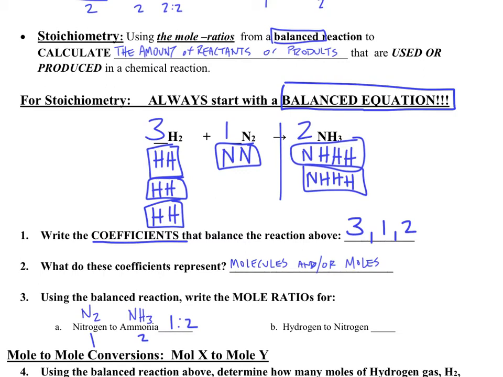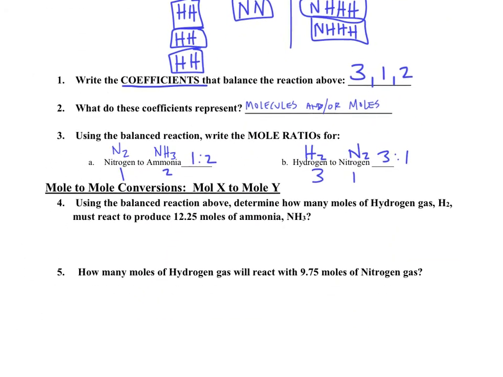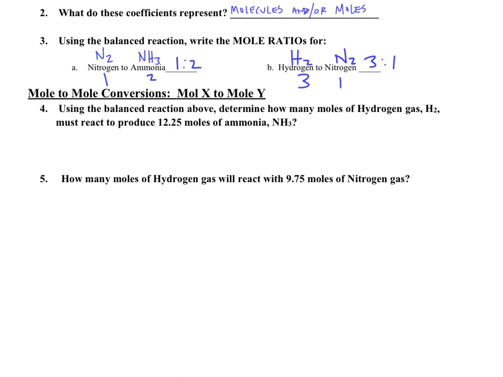Okay, moving on. Hydrogen, which is H2, to nitrogen, N2. Hydrogen has a coefficient of 3. Nitrogen has a coefficient of 1. I cannot reduce that, so my ratio is 3 to 1. Easy stuff. All right, so now how do we convert from moles of one substance to moles of something different?